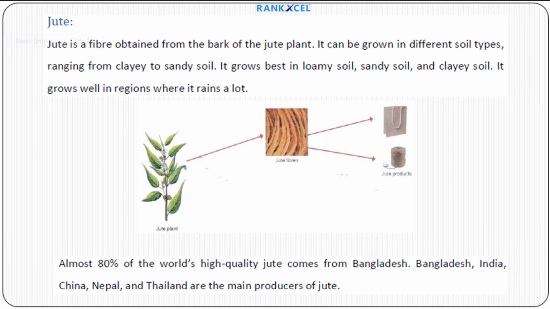Almost 80% of the world's high-quality jute comes from Bangladesh. India, China, Nepal, and Thailand are the main producers of jute.